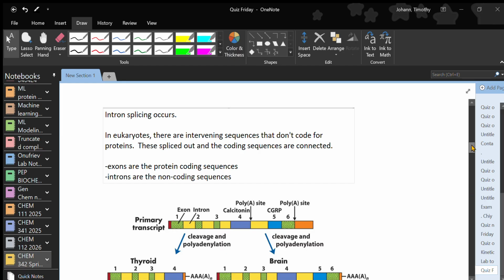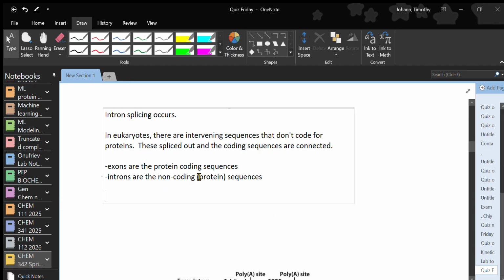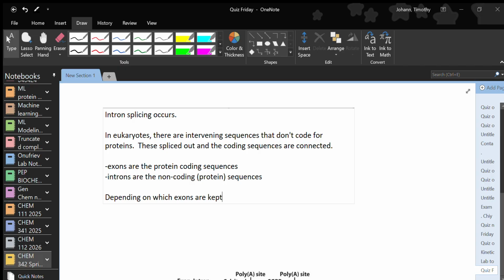Okay, so the introns are the protein coding or the non-coding? We talk about exons as protein sequences. Okay, and so just like above, depending on how introns are spliced, you can keep some of the exons or not all the exons. Depending on which exons are kept, you can get a different protein sequence out of it.